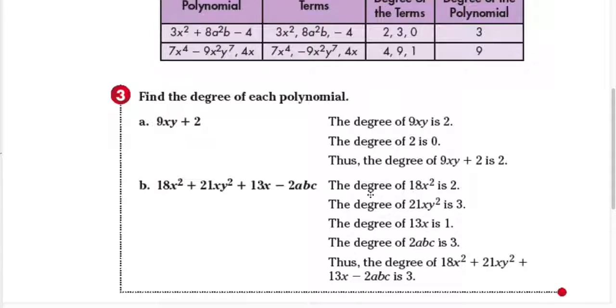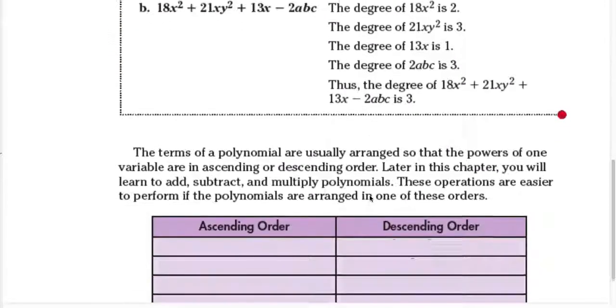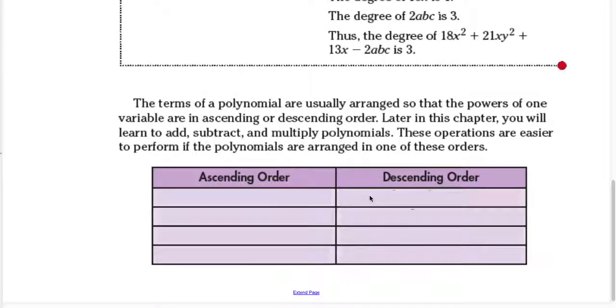Okay, so pretty simple. And the final touch to this lesson, the terms of the polynomial are usually arranged so that the powers of one variable are in ascending or descending order.